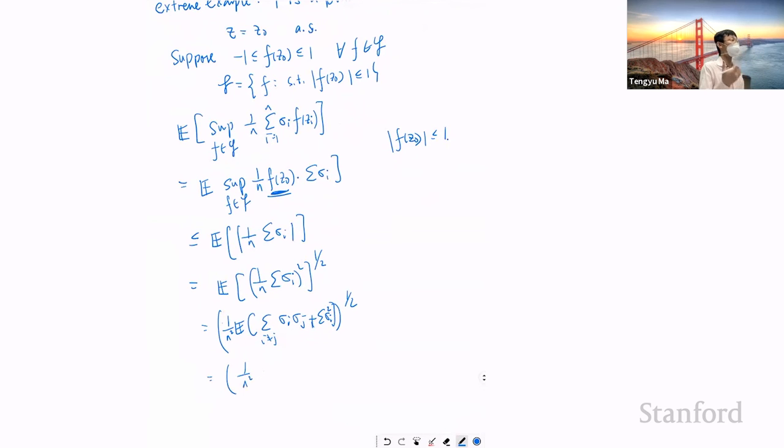Sigma i, sigma j has mean 0. So you get the sum over i from 1 to n of expectation of sigma i squared, to the power half. Each of these is 1. You take the sum, you get n. So you get 1 over n to the power half. This is 1 over square root of n.